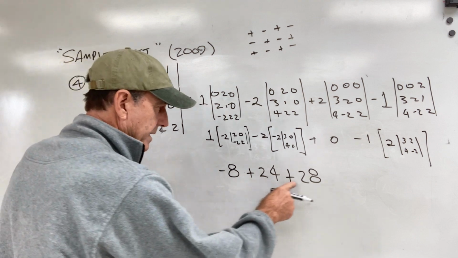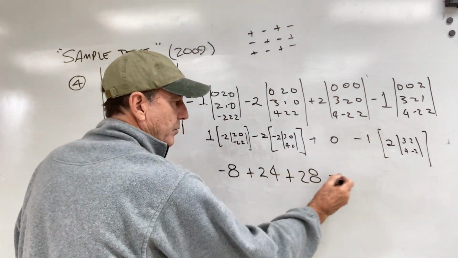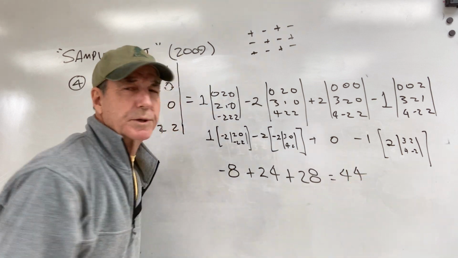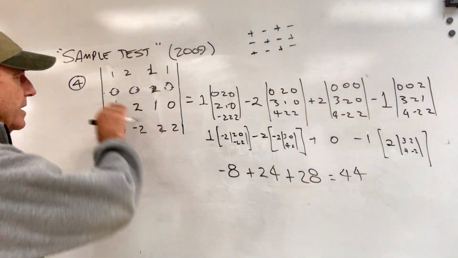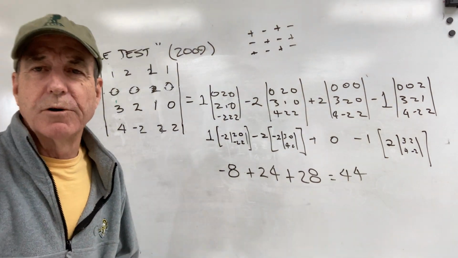What do we get? We get 52, take away 8 is 44. Okay, so same answer as we got before. Certainly I would have done it just with that second row because you get it immediately. Okay, long problem.